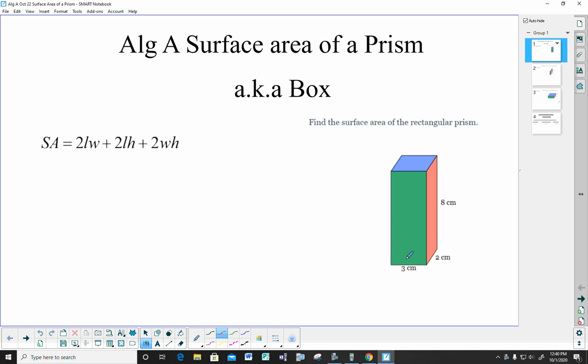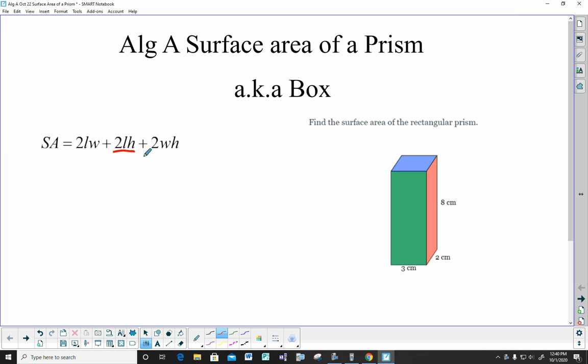Okay, so I can't spin this, but you have this side and one just like it on the other side. So that's why you're going to have two of them. That would be this one here. I'm going to call this side the length. This would be the length, this would be the width, and this would be the height.